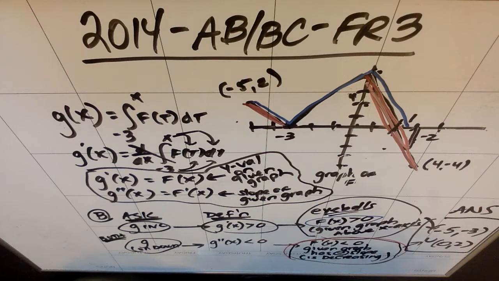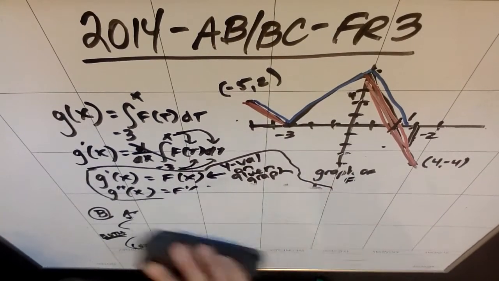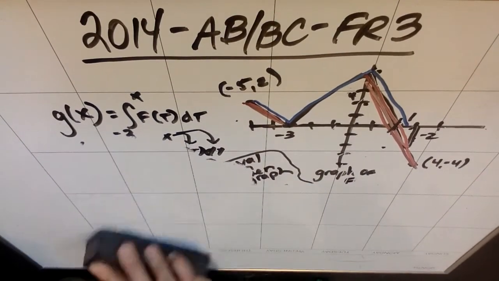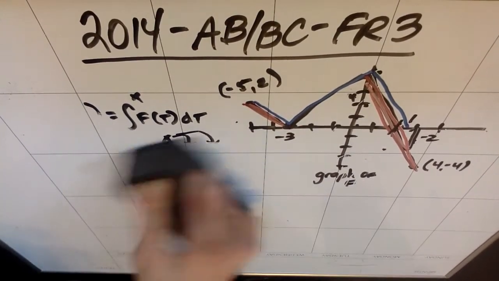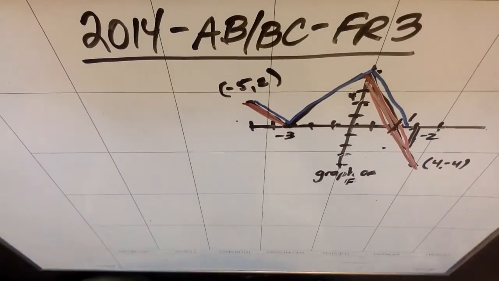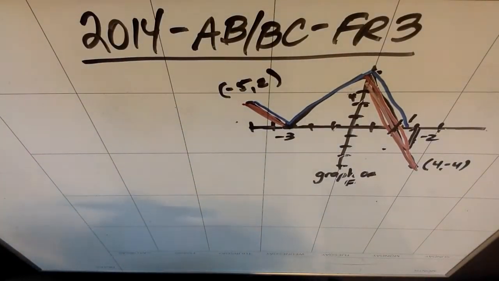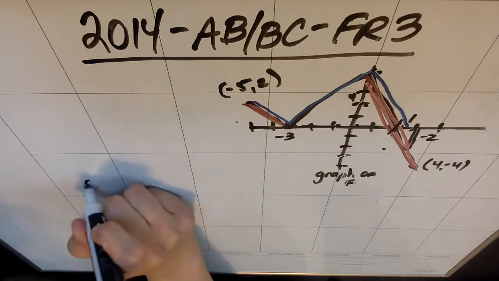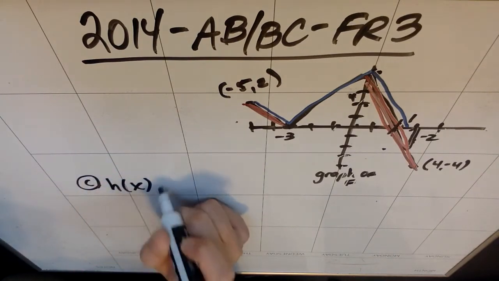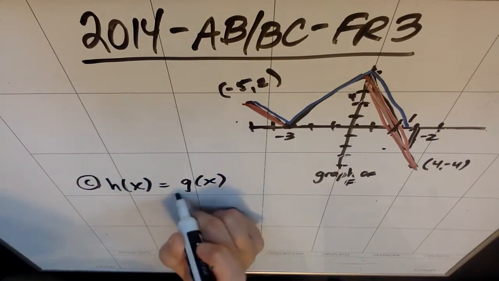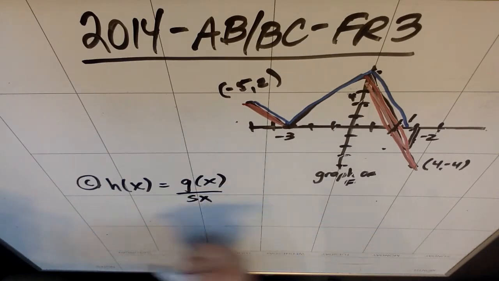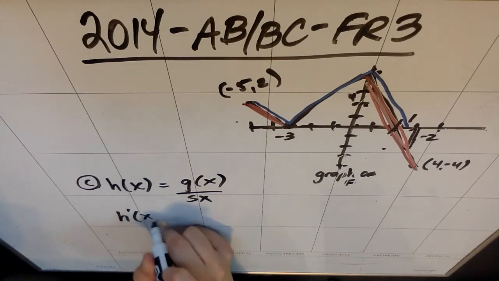Part C. Let h be defined as g of x over 5x. What is h prime of 3? Okay, cool. So this is fun because this tests a little bit of, well, I'm going to erase this because I know what it says, and I'll go from there. So this is testing your knowledge of the quotient rule and the chain rule and just some other good fun stuff. So h of x is g of x over 5x. So they want h prime of 3, which means I need to find h prime of x.